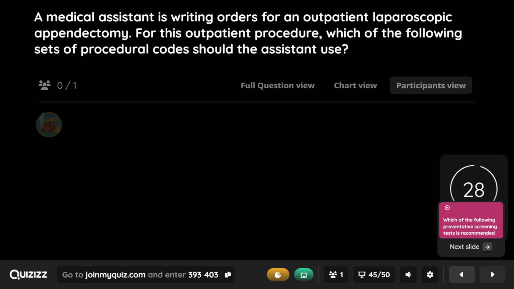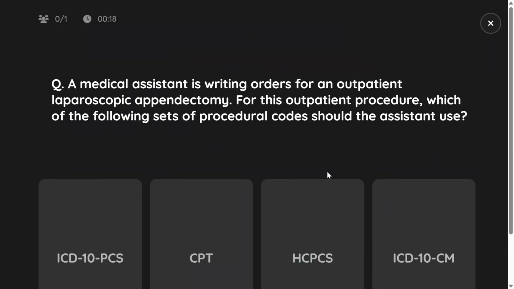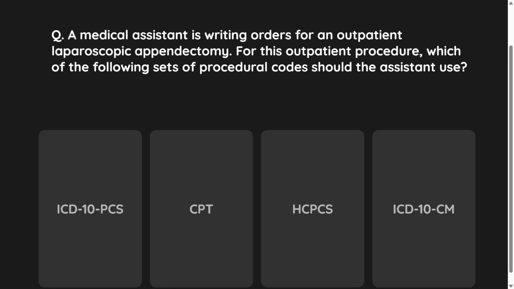A medical assistant is writing orders for an outpatient laparoscopic appendectomy. For this outpatient procedure, which of the following sets of procedural codes should the assistant use? ICD-10 PCS, CPT codes, HCPCS codes, or ICD-10 CM codes?